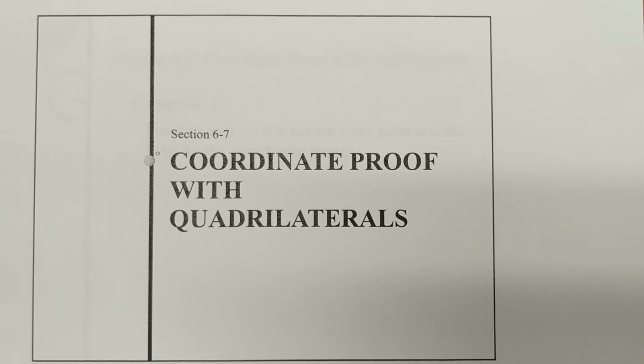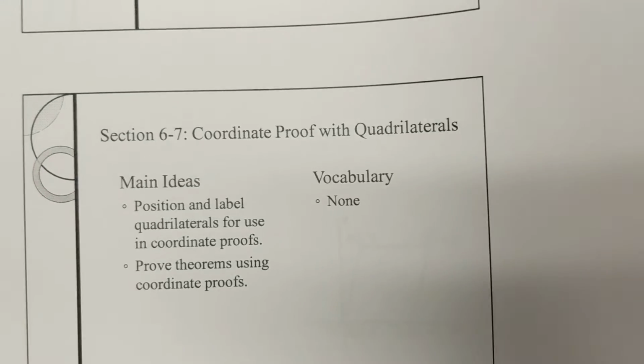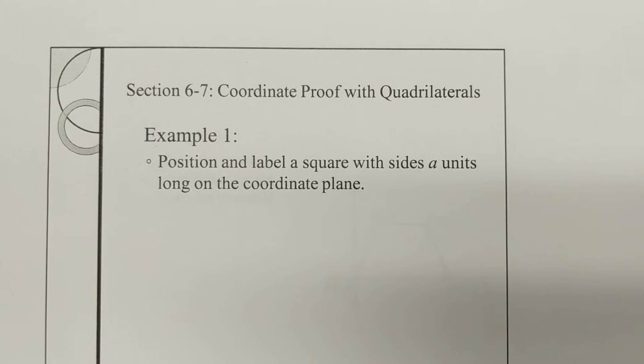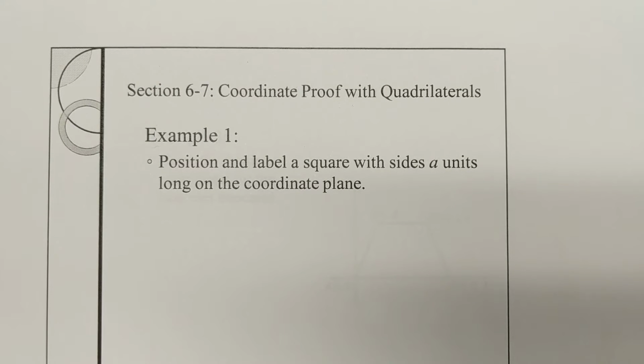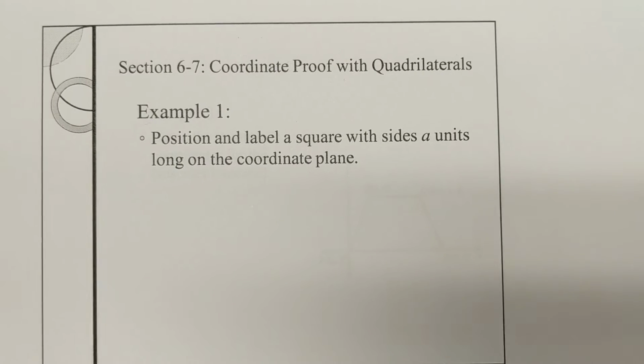Okay, here we have 6-7, coordinate proof with quadrilaterals. So main idea, vocab, new vocab this time around. Now these are all pretty much just plotting things and stuff like that, so I think it's nothing but examples. So example 1, position and label a square with sides a units long on the coordinate plane.